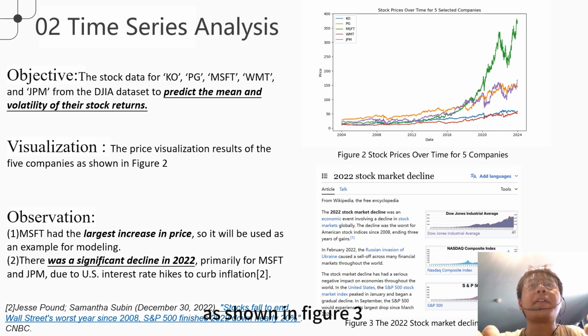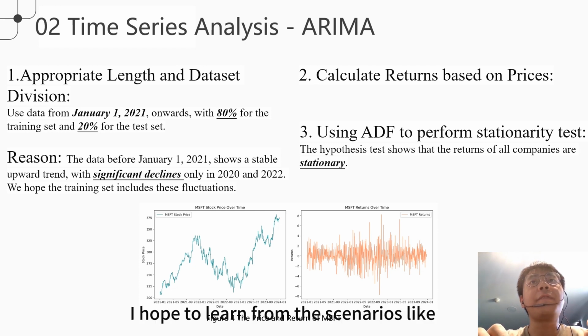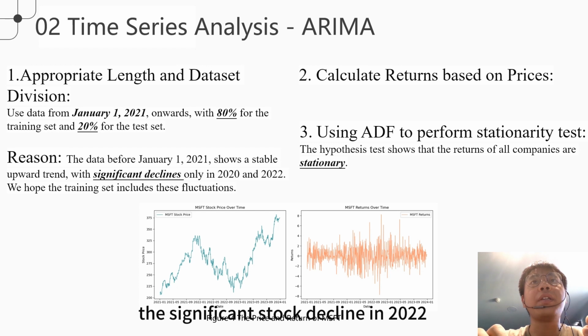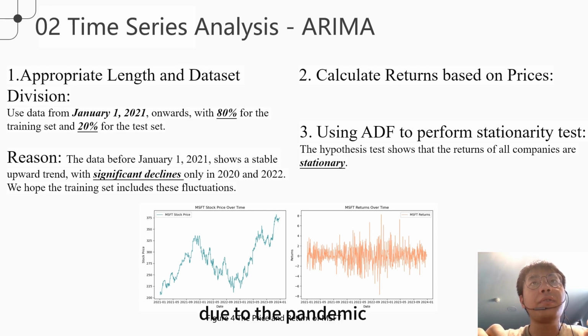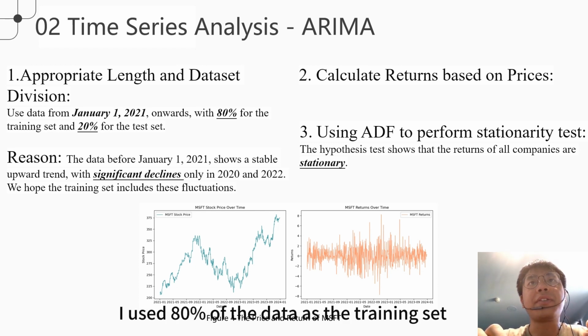As shown in Figure 3, I will use Microsoft as an example to explain the process. First, I selected the dataset I hope to learn from, with scenarios like the significant stock decline in 2022. There was a similar situation in 2021 due to the pandemic, so I chose the datasets starting from 2021. I use 80% of the data as the training set and the remaining as the test set.